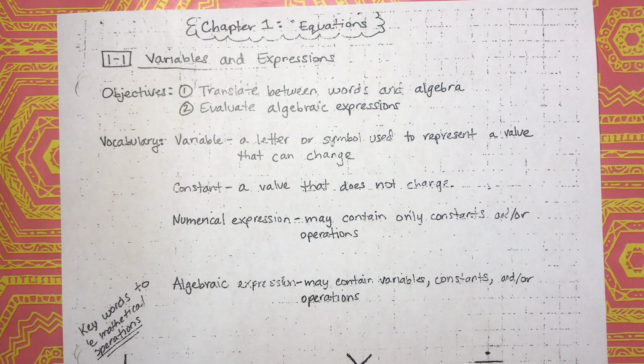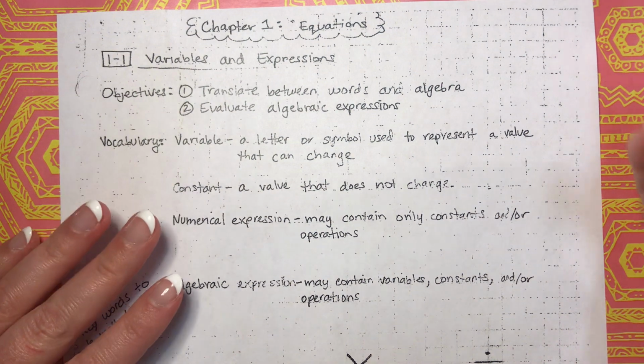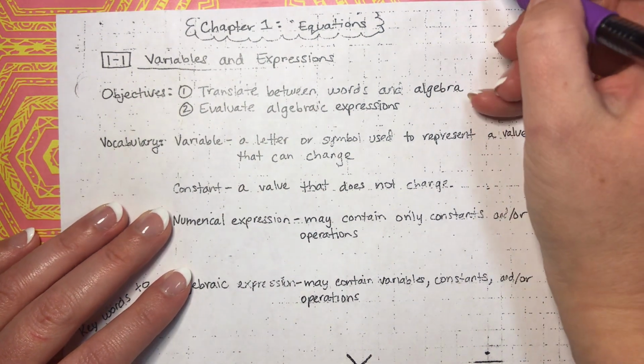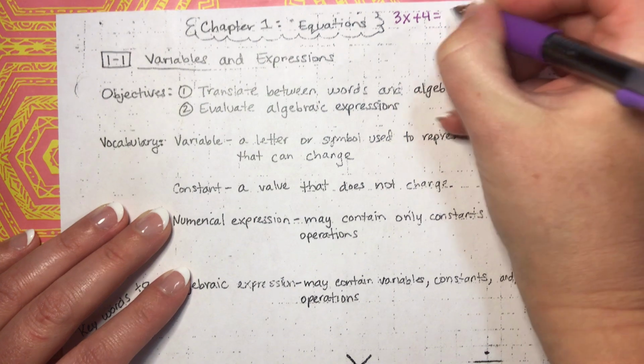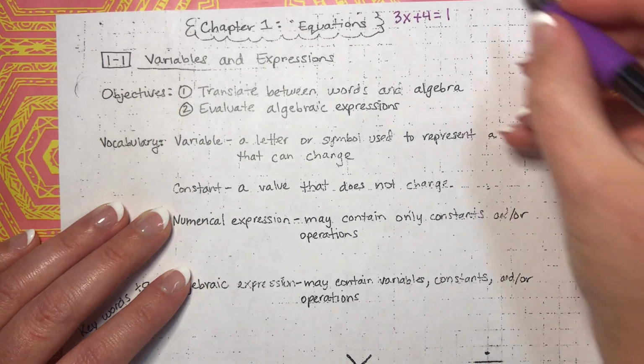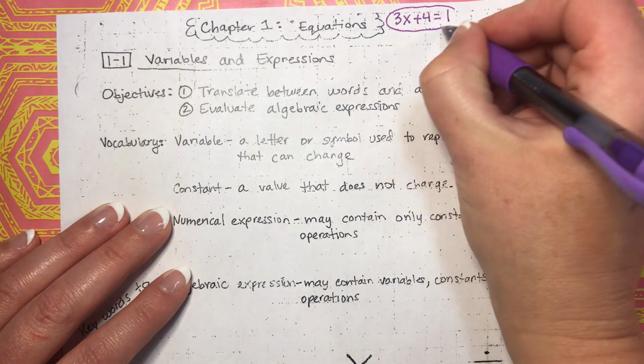So whenever you're talking about an equation, what an equation is, that is something that has an equal sign. So something like this, 3x plus 4 equals 1. That is an equation.